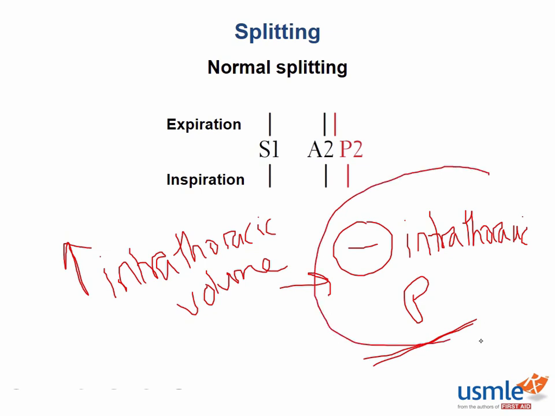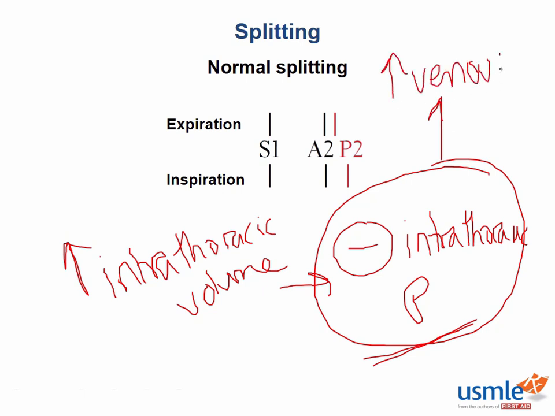This is really the key here. When we have a negative intrathoracic pressure, we actually see an increase in venous return. This is an important concept. We see an increase in venous return from the extremities, from the abdomen, from the head and neck, through the SVC, through the inferior vena cava, and into the right atrium, and subsequently right ventricle. As such, we see an increase in end diastolic volume.